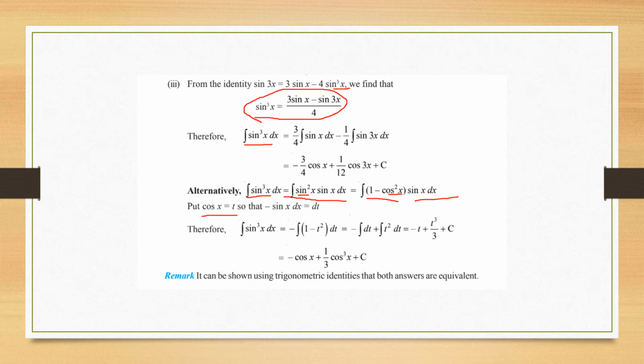So cos x is t, minus sine x dx equal to dt. So it becomes 1 minus t square, okay? And sine x dx is minus dt, so we took the negative sign outside. So it is 1 minus t square for this, and this complete is minus dt. So integrate, this becomes minus t plus t cube by 3 plus c, and re-put the value of t as cos x and you'll get the answer.